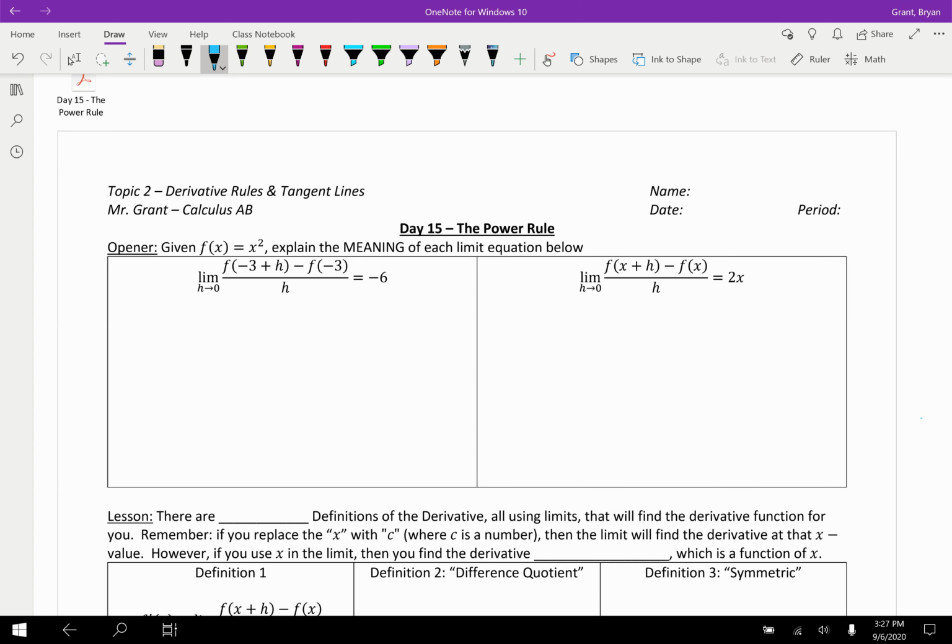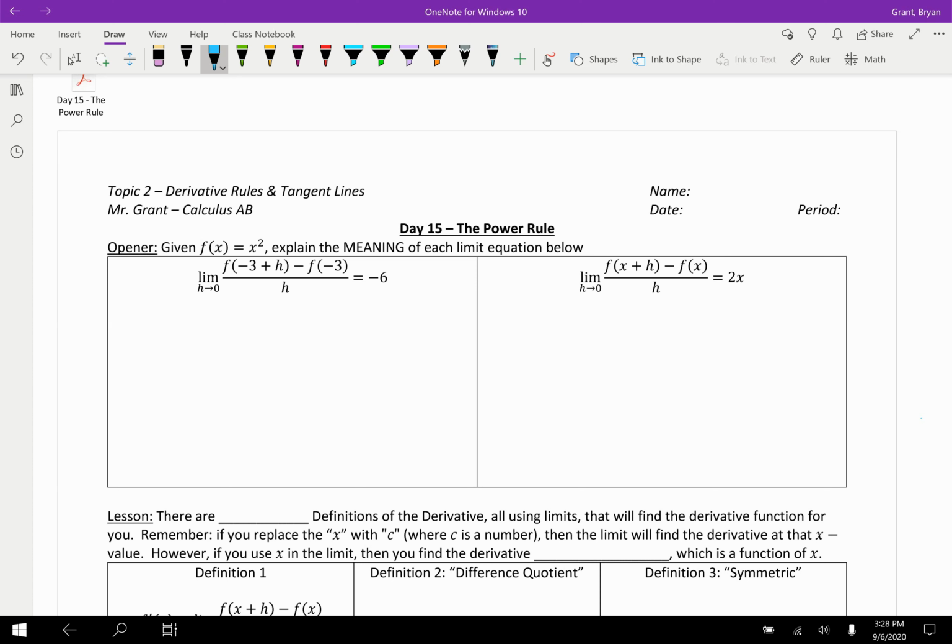Welcome back to your Topic 2 lessons on derivative rules and tangent lines. The last 2 days we really introduced the foundations of derivatives, where day 13 talked about secant and tangent lines and the tangent line problem, where, how do you write a tangent line if you need 2 points to create a slope? And we had a way to approximate the slope at a single point.